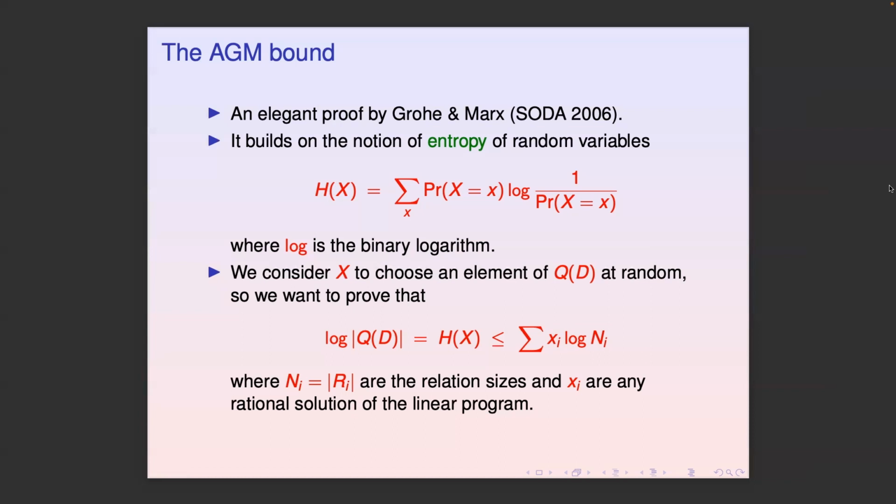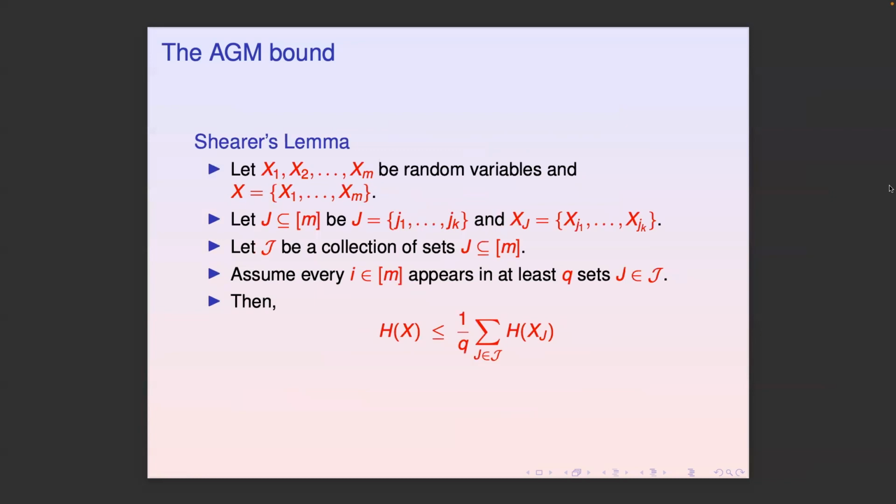Okay, so first lemma that is used to prove this is called Shearer's lemma. Maybe you know it, I don't know. The lemma says that you have a set of random variables, X1 to Xm, and your X is the conjunction of all those, the tuple of those random variables. And you can have a subset of the variables, J, which is just a subset of the indexes of the variables, and X_J are the variables. Now you have a set of those subsets.